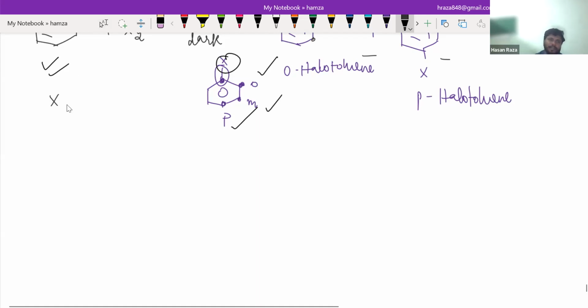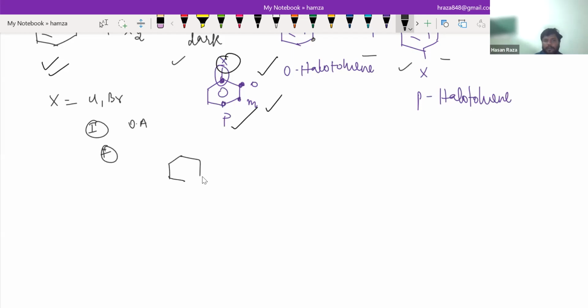This method is for X as chlorine and bromine. For iodine, we need an oxidizing agent, and fluoroarenes cannot be prepared by this method. So there is some note you have to write, which is very important.